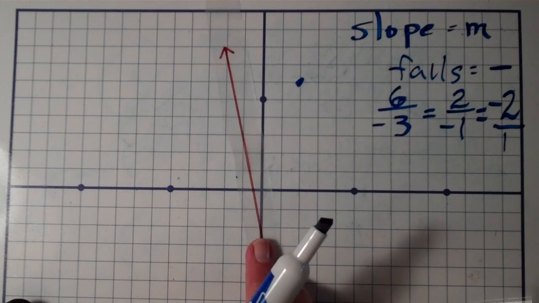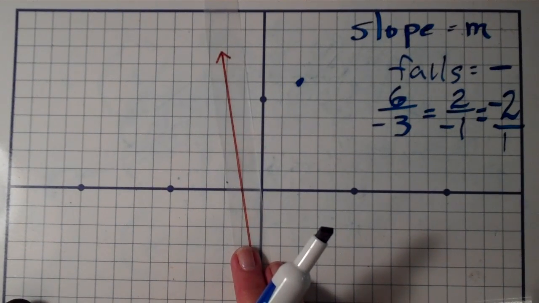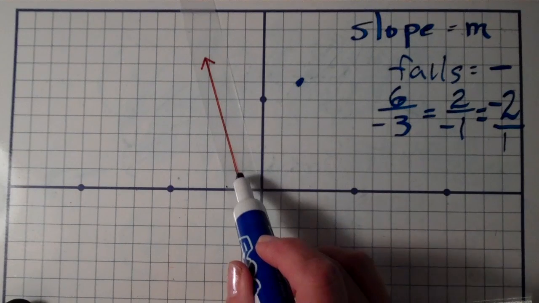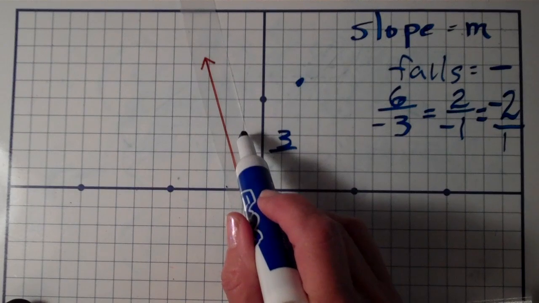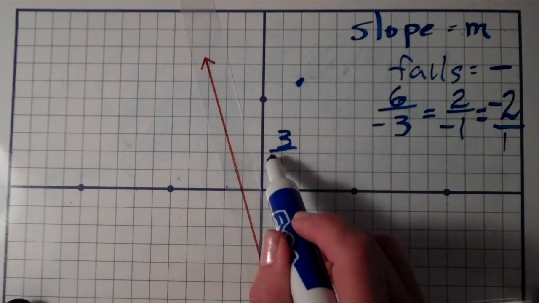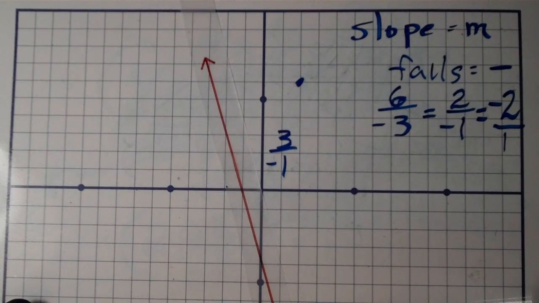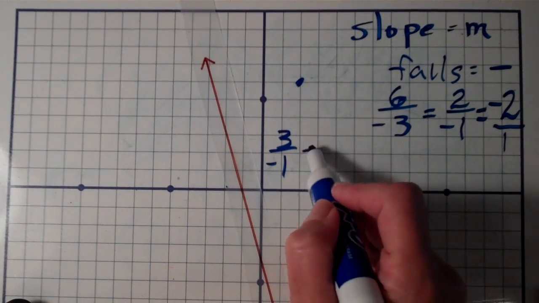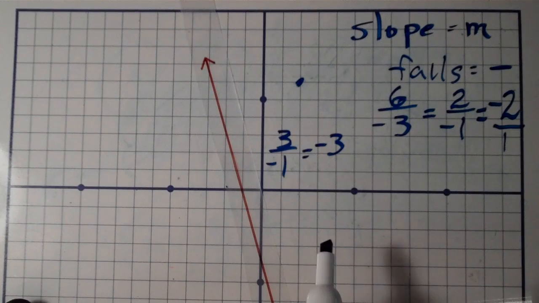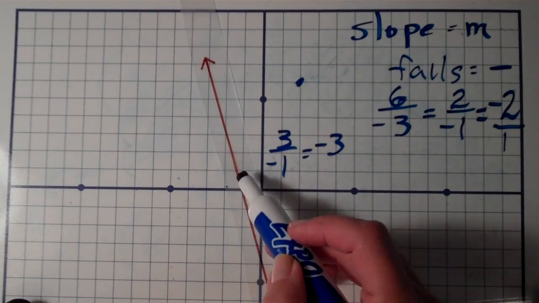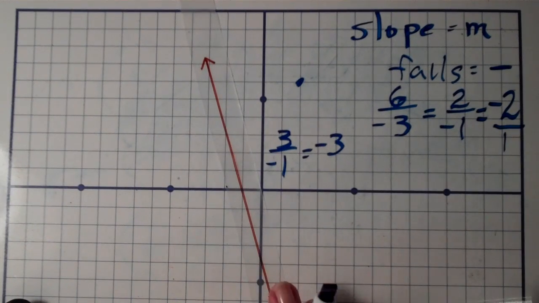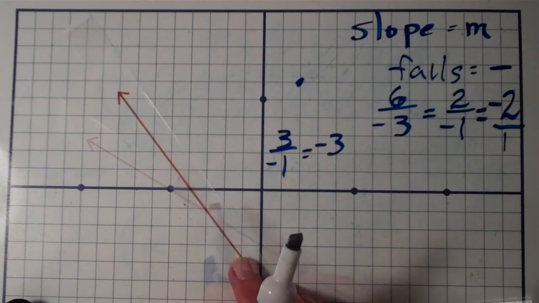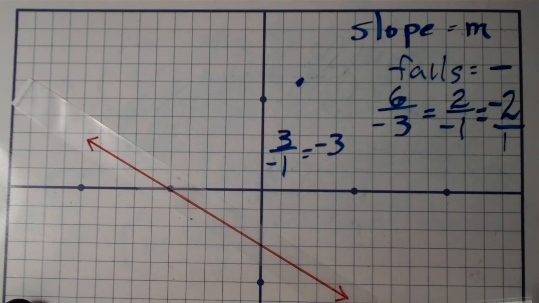Let's do another negative slope. It rises 1, 2, 3, but it goes in the negative direction one place. So that has a slope of 3 over negative 1. And you may see that as negative 3, but think of it as a rise of 3 and a run in the negative direction, negative 1. That's a negative slope. Looking at the line, it's falling, so I can tell it's a negative slope.